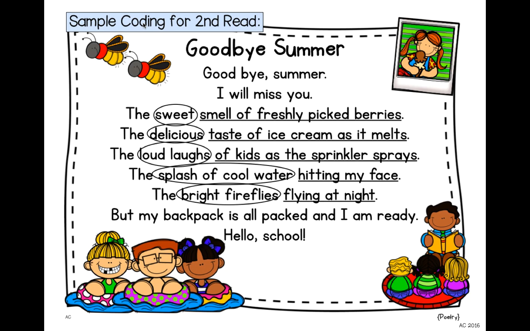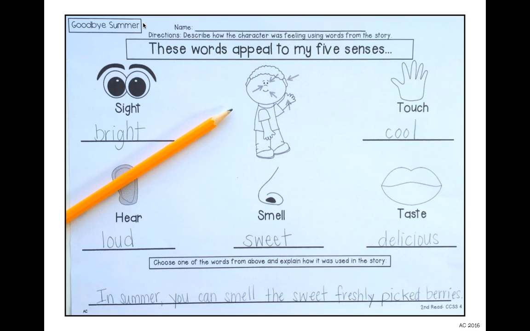So it's just you really leading the discussion, but at the same time with close reading, the kids really should be leading the discussion with you. So it's not you just telling them, okay, let's circle the word sweet. You're asking them, what's a good word that describes something that you would smell? And they might say, oh, they said the berries smelled sweet. So this is just an example of what you would see on that sample coding to help you then really lead the discussion.